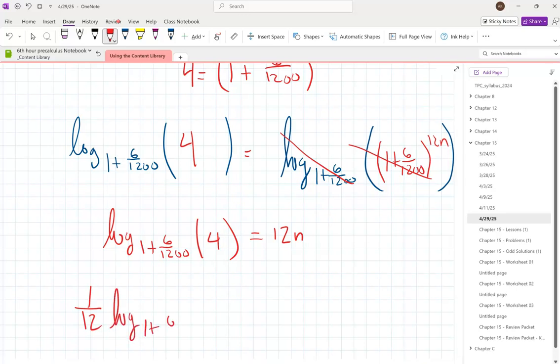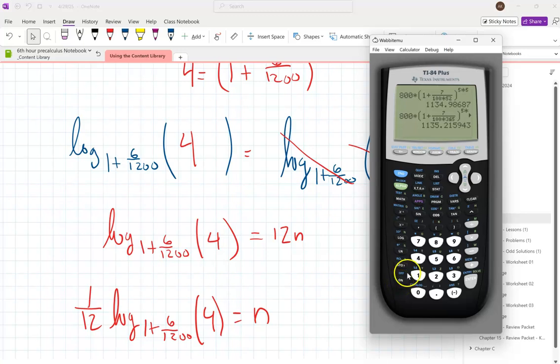And again, I like to write it as times 1 over 12 in these log problems rather than divided by 12 because I feel like it's clearer that I've got it in the way I want it on my calculator if I do it that way. So 1 over 12 times.